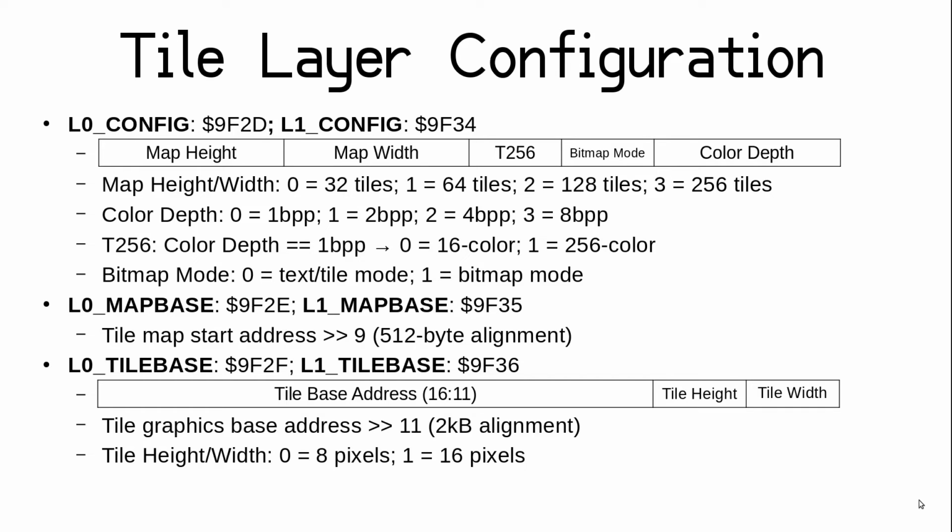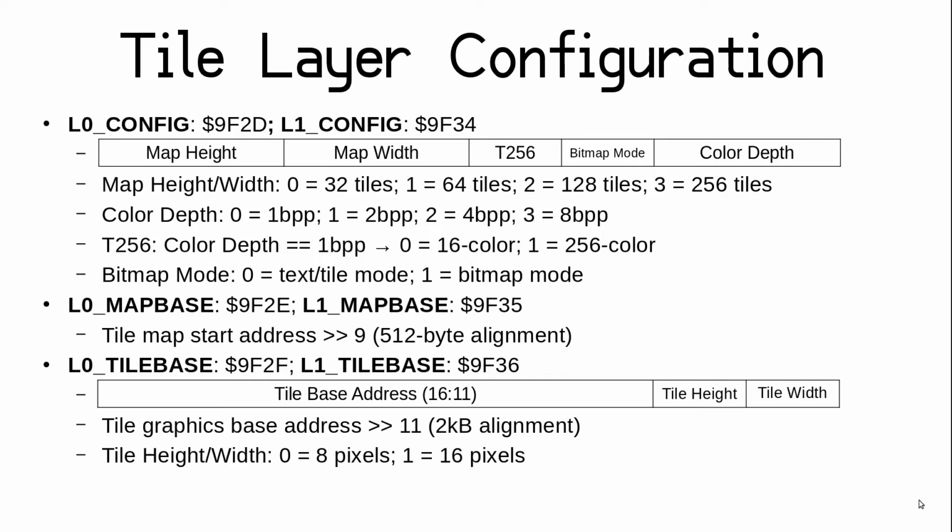The config registers at hex 9F2D and 9F34 define the overall mode of their respective layers, as well as the map dimensions if used as a text or tile layer. We saw before how the default text layer was 128 by 64, so it had a default config value of hex 60, because a map height of 64 has a value of 1, and the width of 128 has a value of 2. This makes the upper nibble 0110 in binary, or 6 in hex. The rest is 0 because we have a 1 BPP color depth, and we are not in 256 color text mode or bitmap mode.